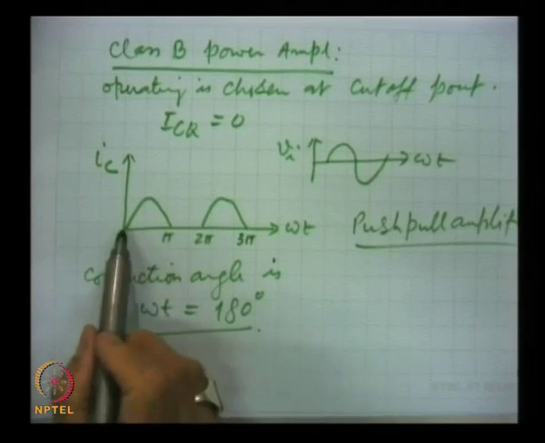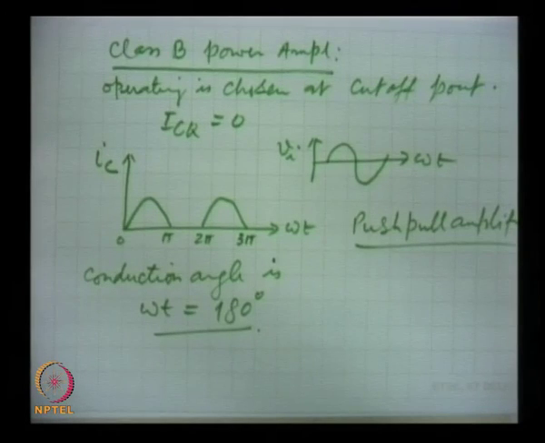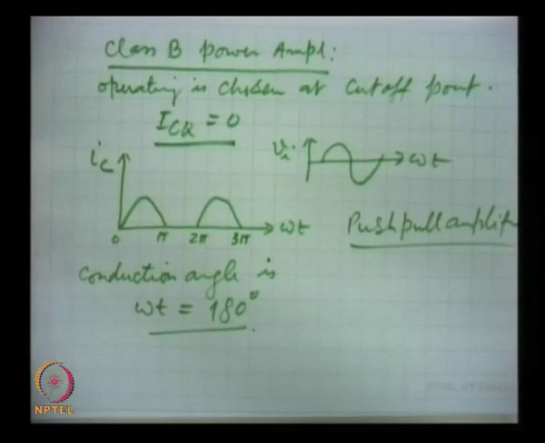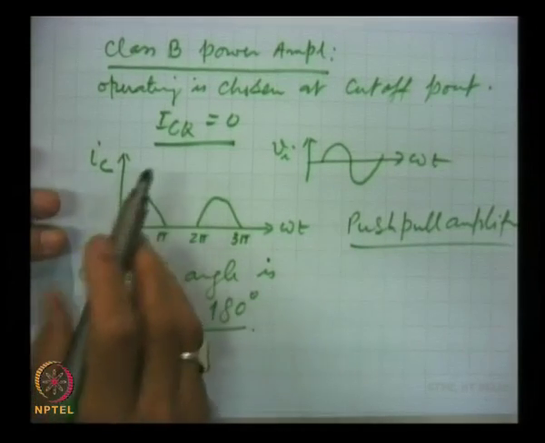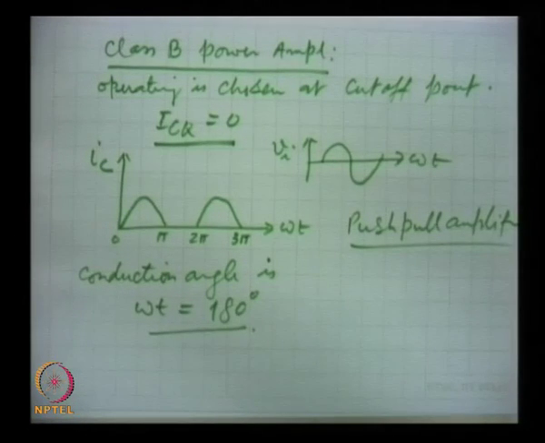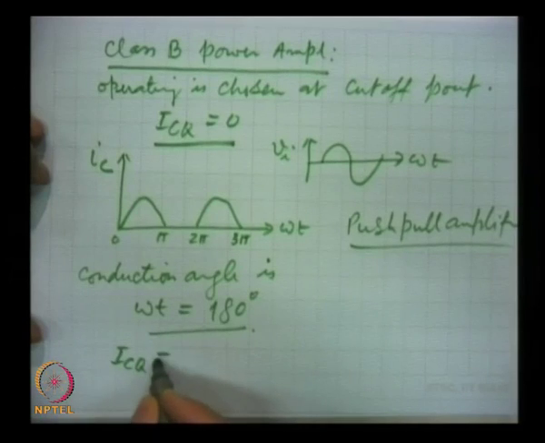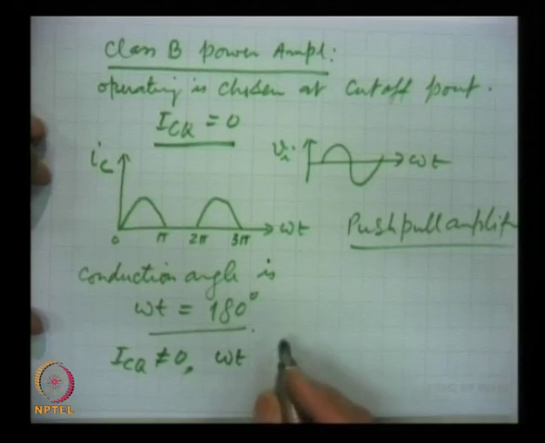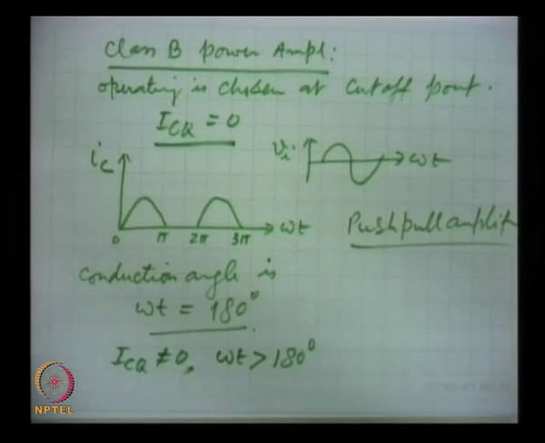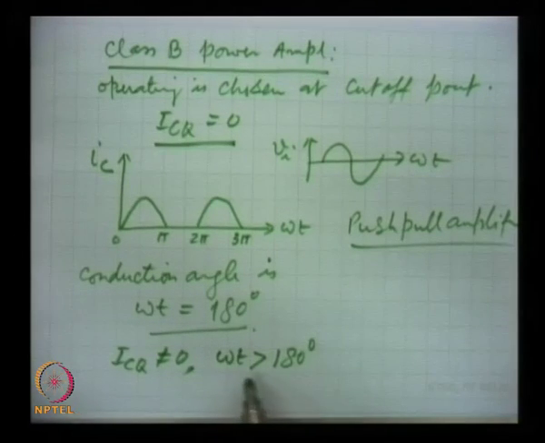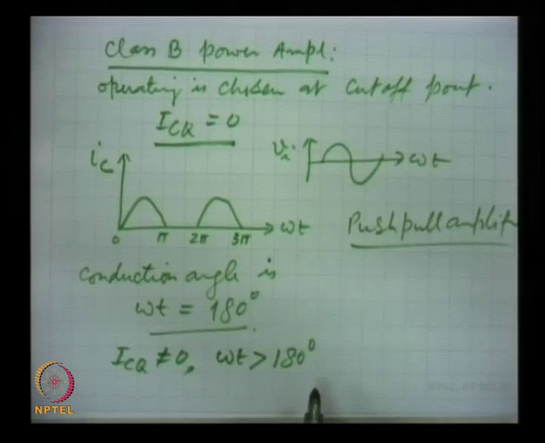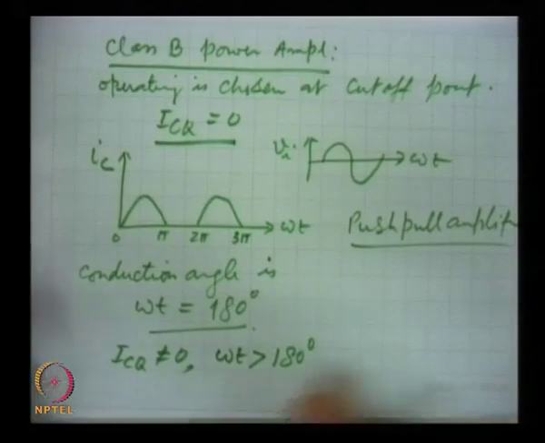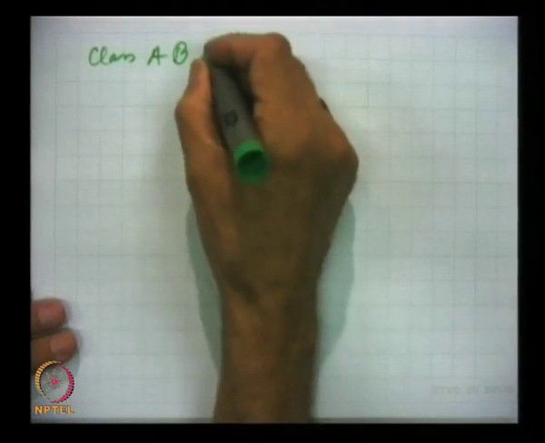As I said, pure B operation will incur some distortions which are often not acceptable. To remove those, here ICQ is 0. Instead of 0, we choose ICQ roughly 10% or less of the peak value of the device. So, this small ICQ is not 0. Conduction angle is slightly above 180 degrees, around 220 degrees, and then the operation is called class AB power amplifier.